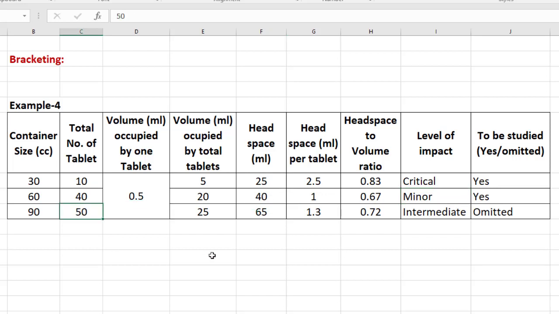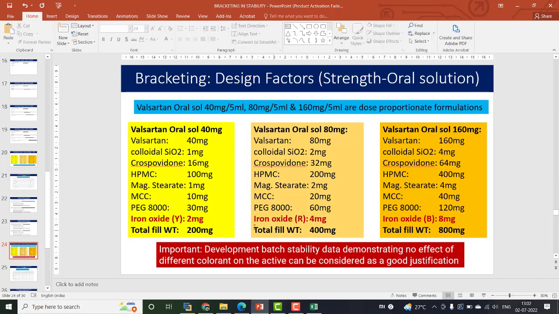So it is not always that the extreme of the container size becomes the extreme of the conditions. You need to understand and decide based on what the impacting factor is. And in case the impacting factor is the headspace, if your product is prone to degrade due to humidity, oxygen and temperature, then the headspace available is certainly going to impact and decide the extremes in the bracketing design space. Let us go back to the presentation.